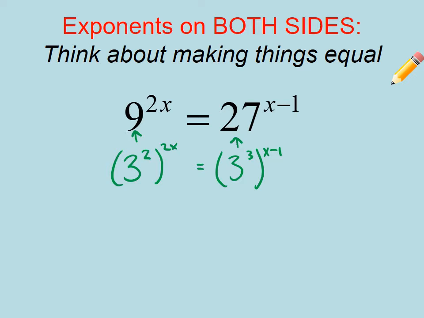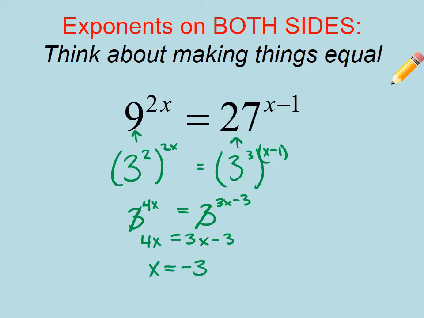Your rules of exponents say that you distribute and multiply when you have those parentheses. Therefore, this becomes 3 to the 4x and 3 to the 3x minus 3. You need to distribute. Now my bases are equal, and I'm left with 4x equals 3x minus 3. At this point, it's just basic algebra, and we're just getting x by itself to get negative 3. What's nice about this is you can plug your x values back in to confirm that your answer is correct.